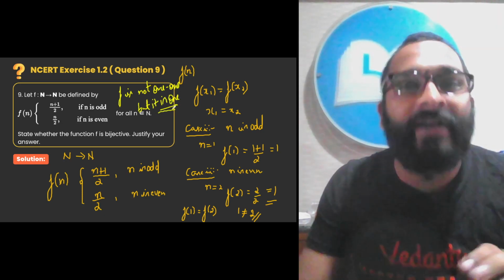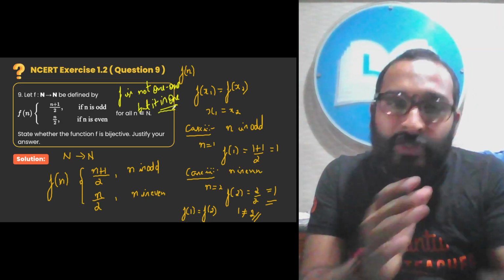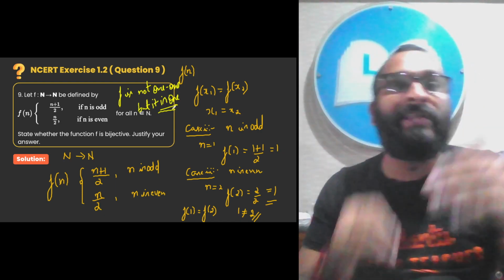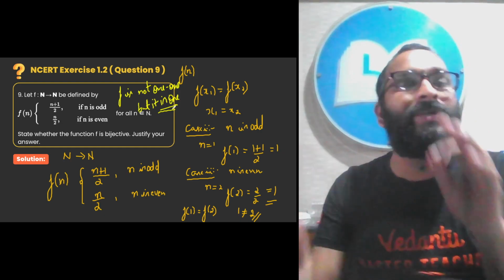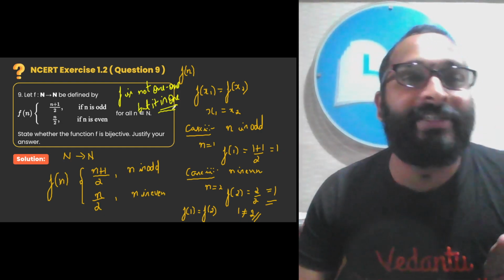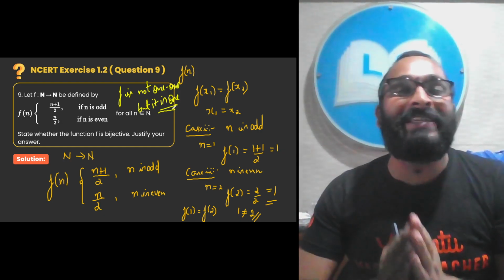And always, when such questions are given, when n is odd and n is even, and you have two different values of f of n, please make sure you write case 1 and case 2 separately, so that you understand clearly and you will not make any mistakes in solving these questions. I hope you have understood this question, children.